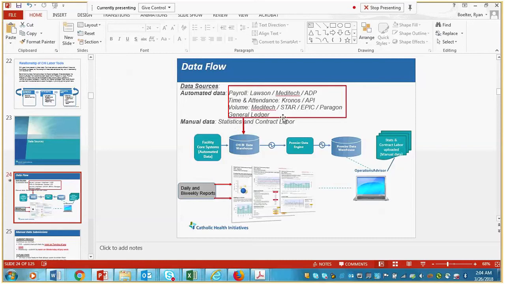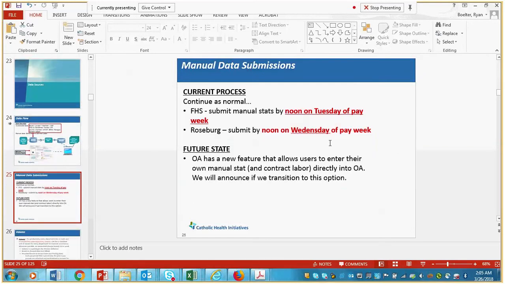The one piece, though, that comes into play that may apply to some of you is the manual stats and the contract labor. So if you're one of those departments with either of those two pieces of information, you're going to continue your typical process you've always had. Submit that data to either Leah at FHS or Kathy in Roseburg.